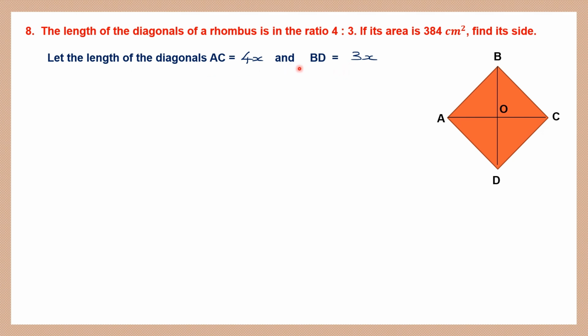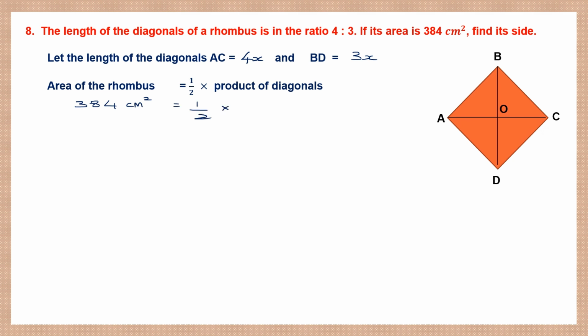So let's continue with what else we've been given. We've been given the area also. So area of the rhombus, the formula is half into product of the diagonals. And area given to us is 384 centimeters square. This is given to us. And here half into product of diagonals. Diagonals are 4x, you can take it as 4x centimeters, and the other one is 3x centimeters. So here 4x into 3x. Now we can cancel 2. 2 2s are 4. Now let's multiply.